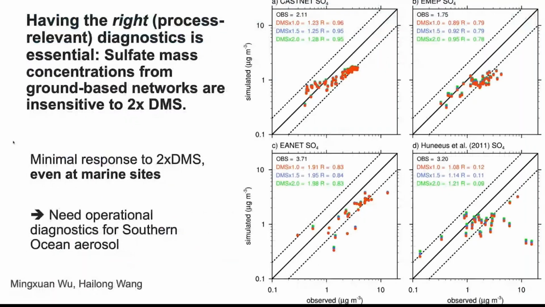I also want to share another comparison with in situ measurements, this one also comparing the impacts of DMS scaling. So this is from ground-based networks in continental regions, and was prepared by Ming-Xuan Wu. And in this case, you can see that there's almost no impact of the DMS scaling. So the red, blue, and green dots are almost identical in location.